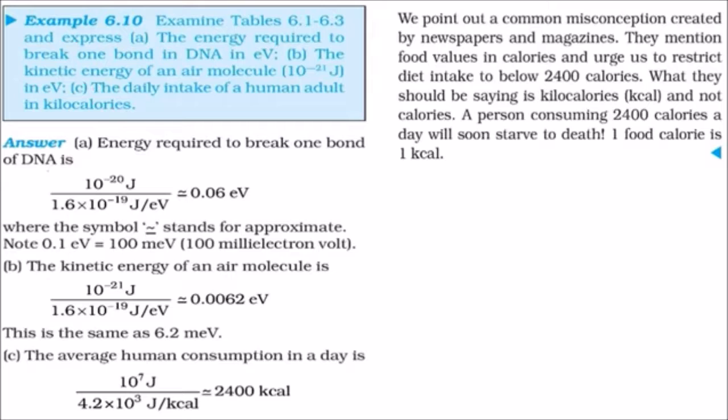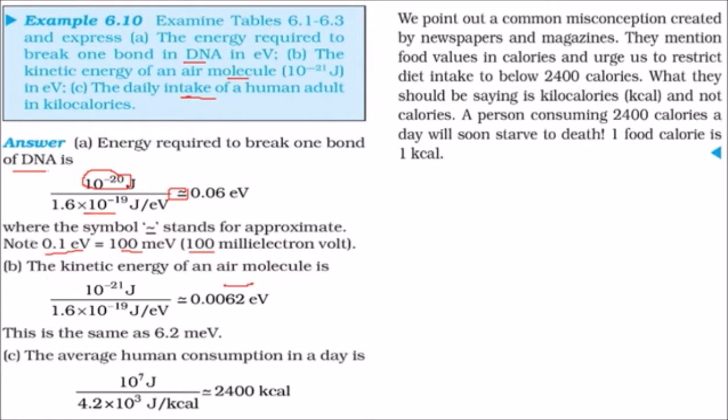Now in this table, examine the energy required to break one bond in DNA in electron volt, the kinetic energy of an air molecule, 10⁻²⁰ joule, in electron volt, and the daily intake of a human adult in kilocalories. So for the energy required to break one bond of DNA, we go to the table. We will take 10⁻²⁰, and this is of course joule, and then the electron volt conversion. So we divide by this. This is equivalent to 0.06 electron volt. See, 0.1 electron volt is 100 milli electron volt.